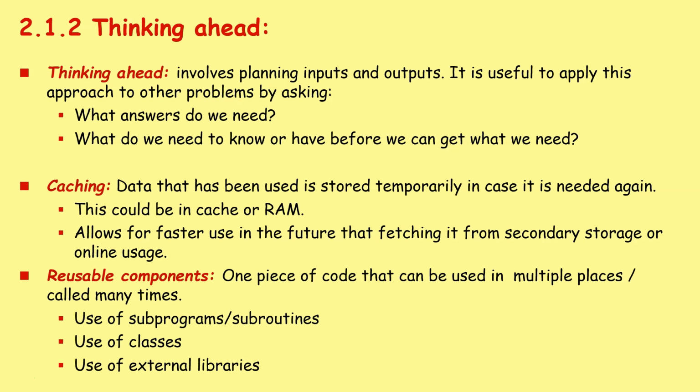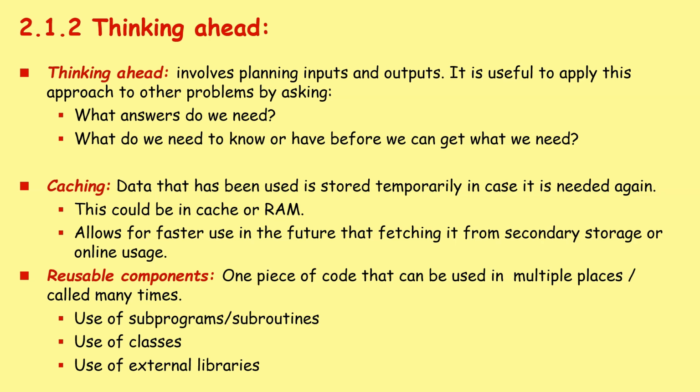Caching, this is when data that has been used is stored temporarily in case it is needed again. This could be stored in cache or in RAM. Don't get mixed up here. When we talk about caching, we're not specifically talking about cache memory. Cache memory is just an application of this concept. If you're running data a lot in a program, as a programmer, you might make the decision to store that in RAM rather than having it on secondary storage all the time. This allows for faster use in the future than fetching it from secondary storage or even from online usage.